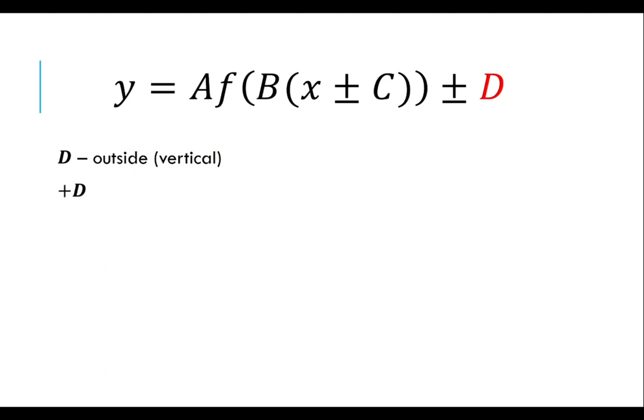D, it's on the outside, so it affects vertical things. So what happens? If we add D, this thing is actually going to shift up by some D units. So it just moves up D amount. If we subtract D, it takes the entire graph and moves it down D amount.